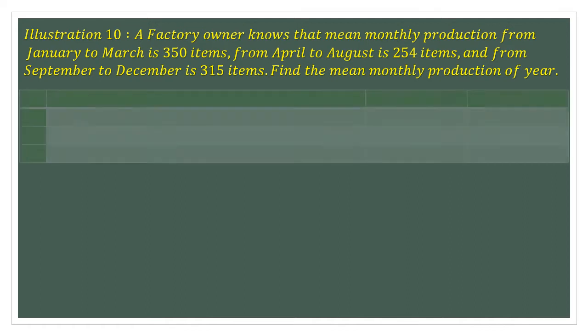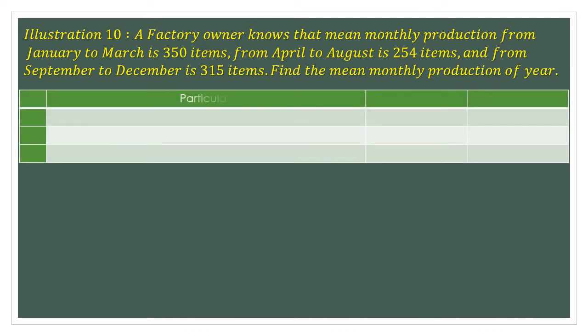I am just going to prepare a table here to make things simpler. Particulars, mean, and the number of observations. Observations are to be denoted by n. Mean is of course x bar. Now the first group depicts data from January to March. We know that the mean production during January to March is 350 items. Now how many months are there from January to March? That's January, February and March. 3 months. So the number of observations of the first group is 3, that is 3 months.